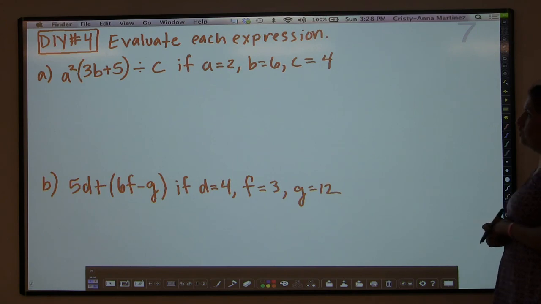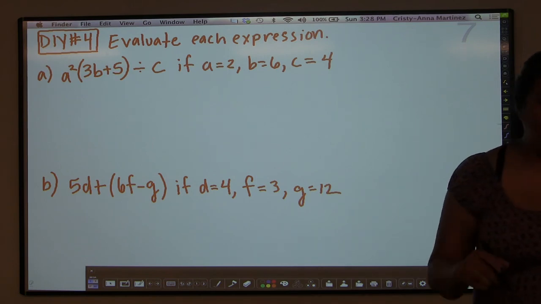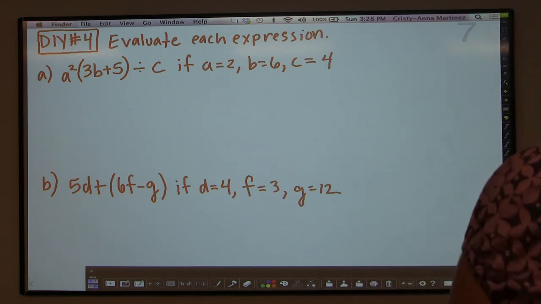This is your last do-it-yourself example. There's an A and a B, and once you have completed this do-it-yourself problem, then you will have completed your notes for this section, and I will see you in class.